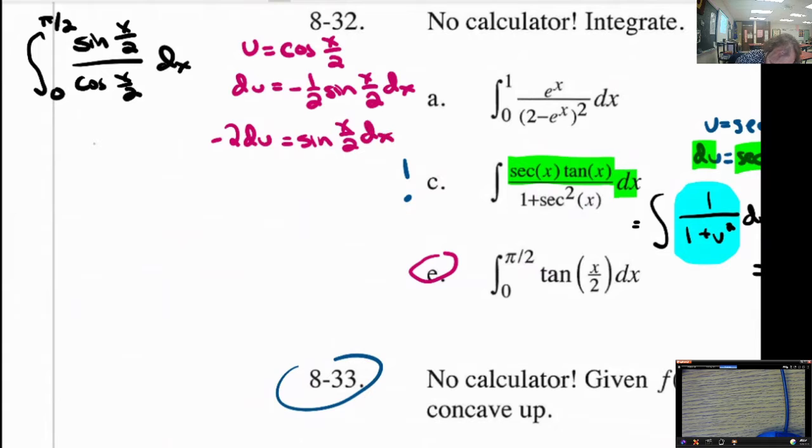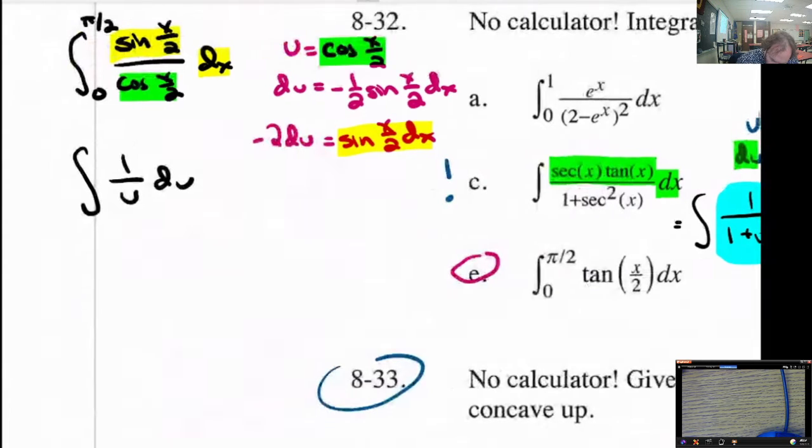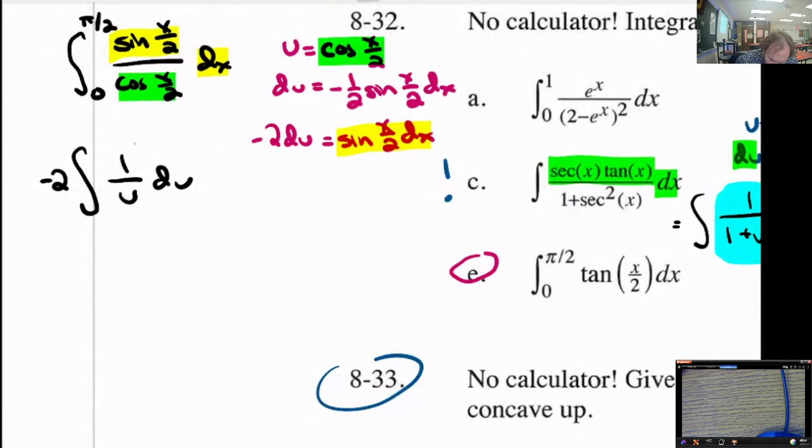And there's your u substitution. Sine of x over 2 dx is right there. Cosine is on the bottom of the fraction. And so now we can actually do our substitution. We've got 1 over u du. We should put a negative 2 in front of this thing too. And before we go any further, we should figure out what our new boundaries are.